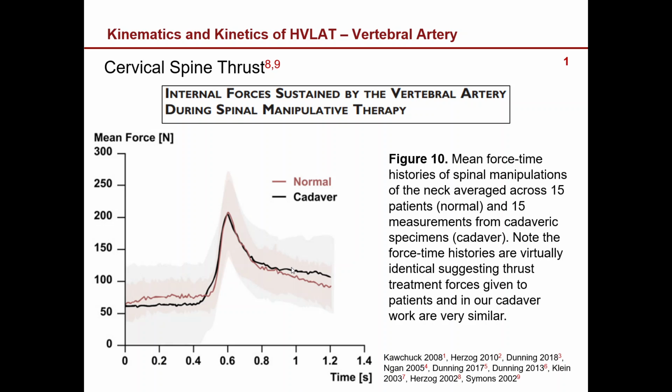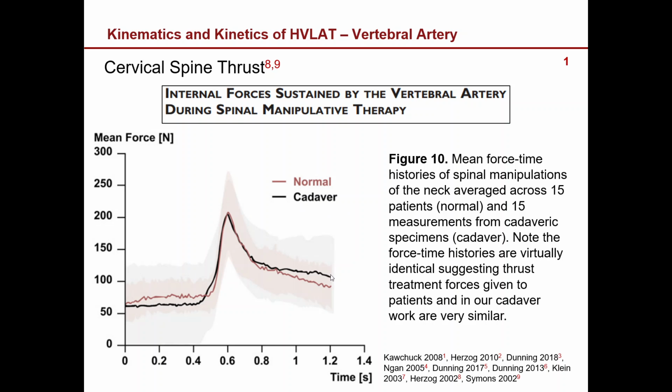Okay, so there was a question that arose based upon the pre-lecture material, and that was with this figure here. So, orienting to the figure, you have mean force on the y-axis and time across the x. The red represents the forces of spinal manipulations performed on normal individuals, or you can think of it as live individuals in this case. And then the cadavers are shown in black.